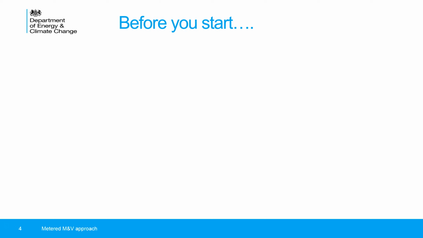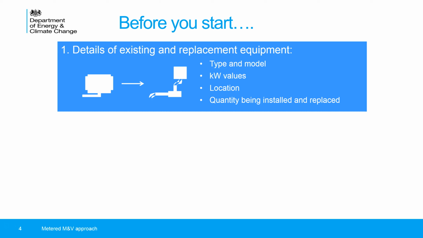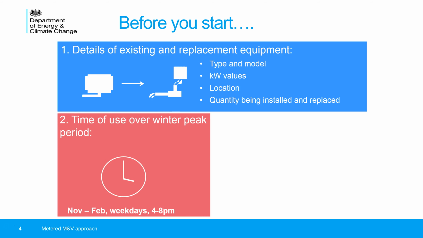So before you start, you need 3 bits of information. So the first is the details of your existing and replacement equipment. So you'll need the type and model, kilowatt values, and location of your existing and replacement equipment. You'll also need the quantity being installed and replaced. You'll need to also provide the time of use of your equipment over the winter peak period, so that's November to February, weekdays 4 till 8 p.m.